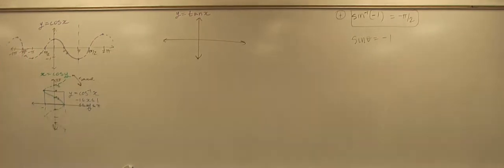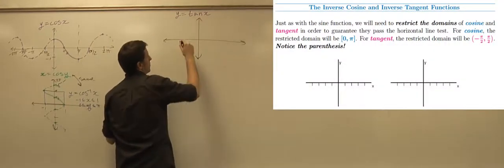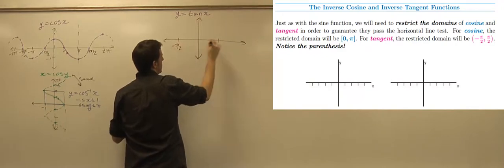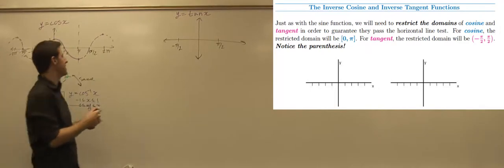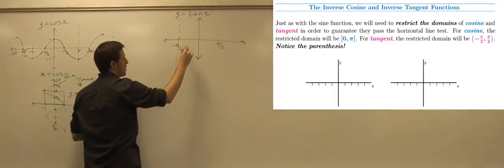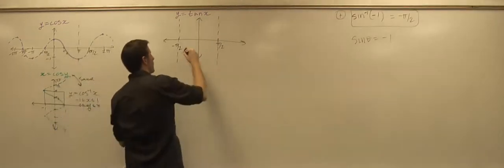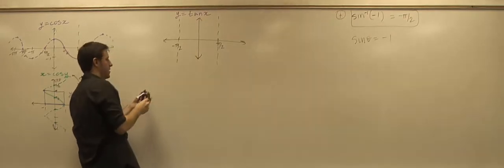What about tangent? What's tangent look like? Snake, for lack of a better word, I guess. What about asymptotes? For the original tangent graph, where are my asymptotes? Negative pi over 2 and positive pi over 2. So the way tangent works, it's got asymptotes at negative pi over 2 and positive pi over 2. That's a snake.